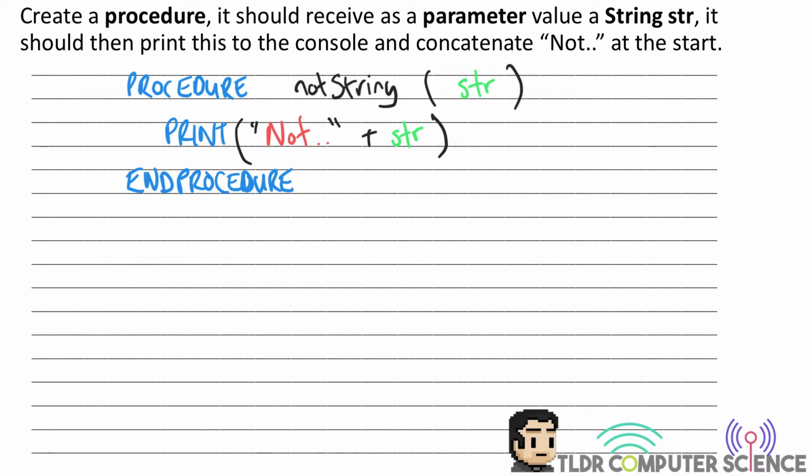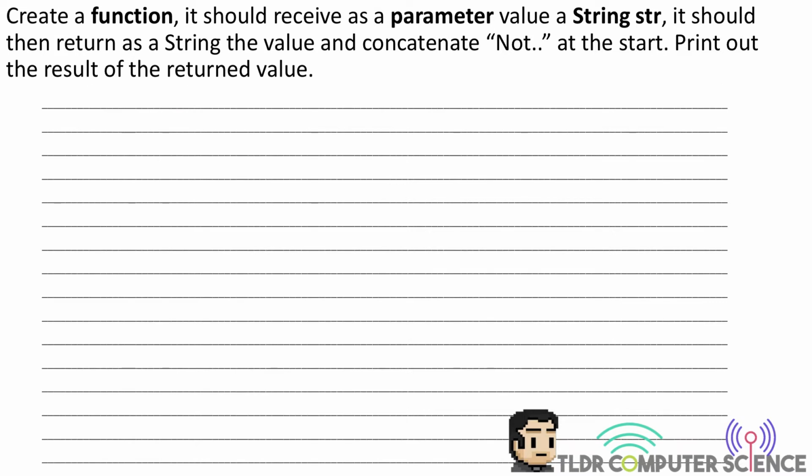So this next question here, create a function. Where a procedure did not return a value, now a function does return a value. It should receive as a parameter value the value str, string. It should then return as a string the value and concatenate not at the start. So it's asking you to do the same function as before, but this time with a function. And it says print out the result of the return value. So you will need a main bit of code.